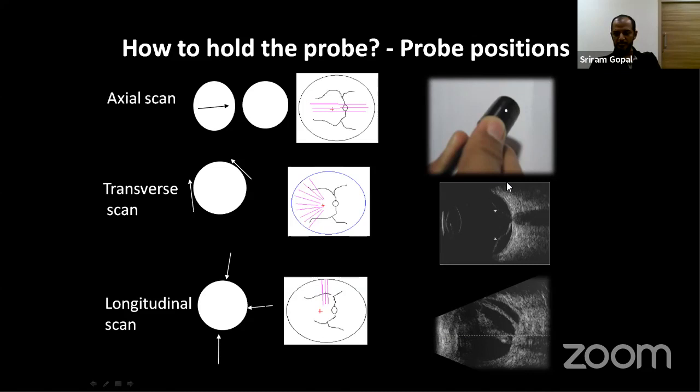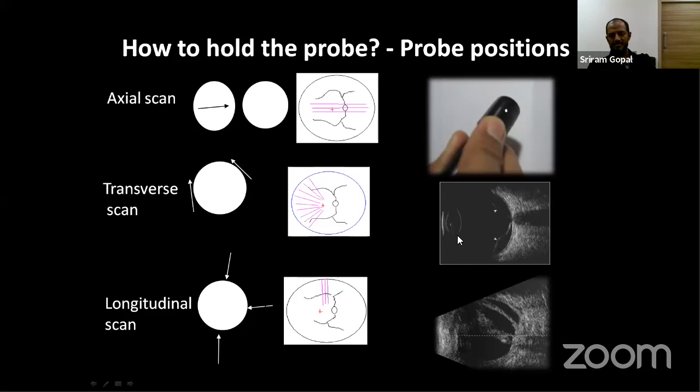So how do you know which portion of the eye this part of the image corresponds to? That is where this dot helps. Wherever this dot is, the top of the image corresponds to that part of the eye being scanned. There are three ways you can scan the eye. The first one is axial, second transverse, and third longitudinal.